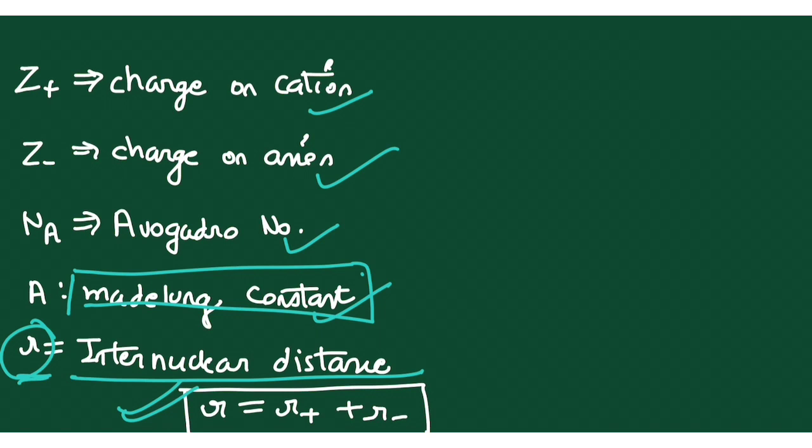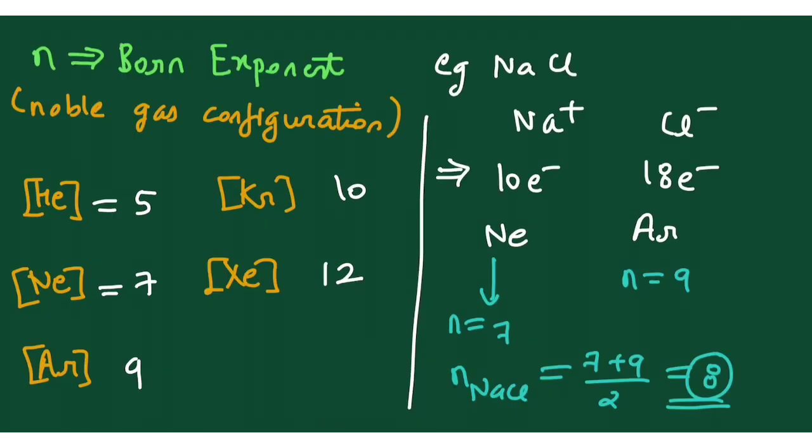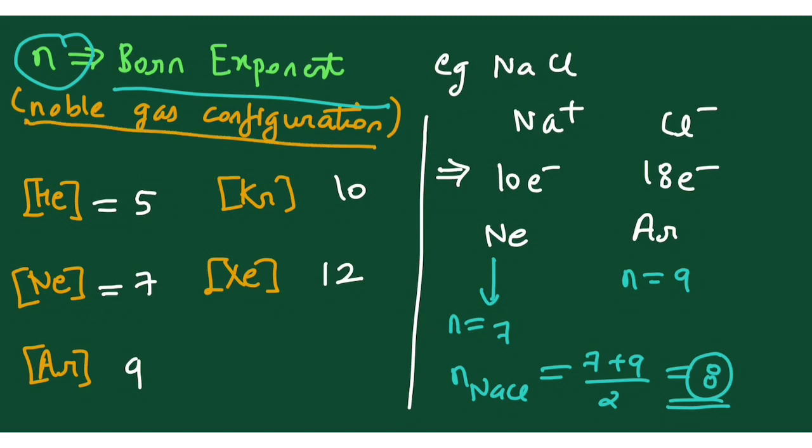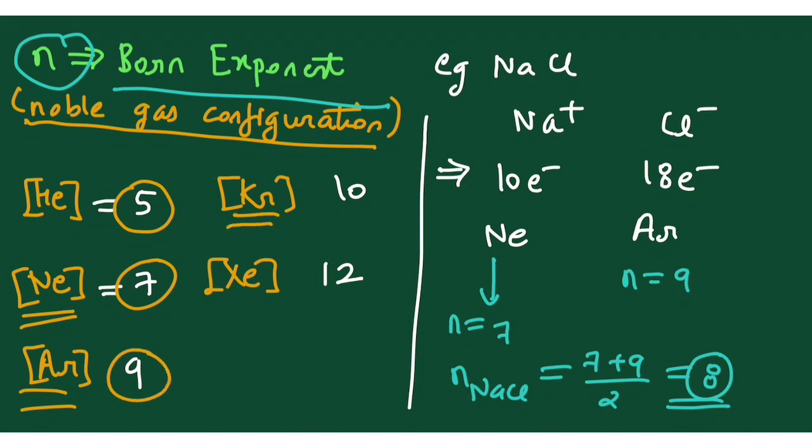Okay. Now, the most important point is N. N is basically the Born exponent and it is calculated for noble gas configurations. For helium it is 5. You have to remember this. For neon it is 7. For argon it is 9. For krypton it is 10. For xenon it is 12. 5, 7, 9, 10, 12. Okay, you have to remember this. Now, how you have to use this? Say we have NaCl.